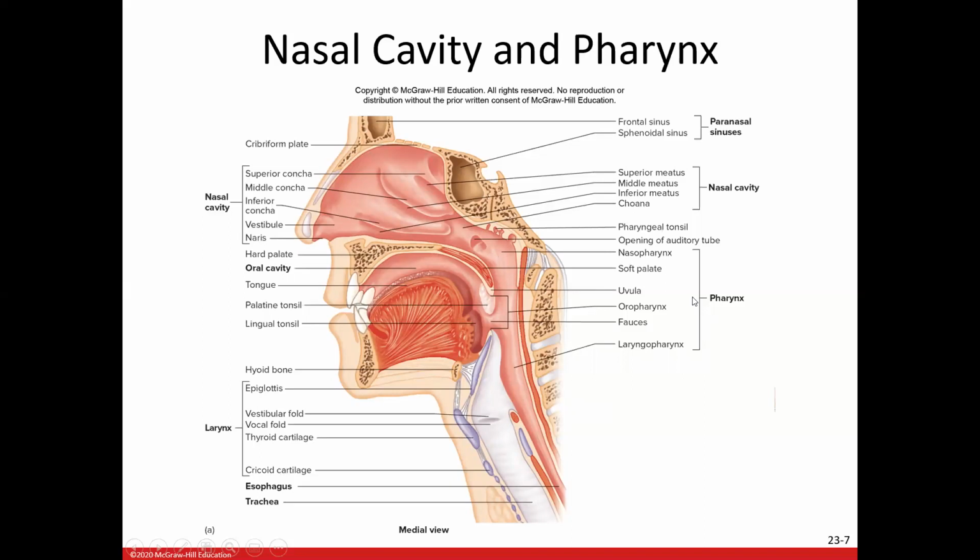Speaking of the pharynx, we have the different breakdowns of the pharynx itself. So the nasopharynx is the first portion leading from the nasal cavity, then leads to the oropharynx, which is at the back of the throat, or contains the area at the back of the throat called the fauces, leading into the rest of the pharynx. And then your laryngopharynx runs behind your larynx down to the esophagus. And that's pretty much it for that slide.